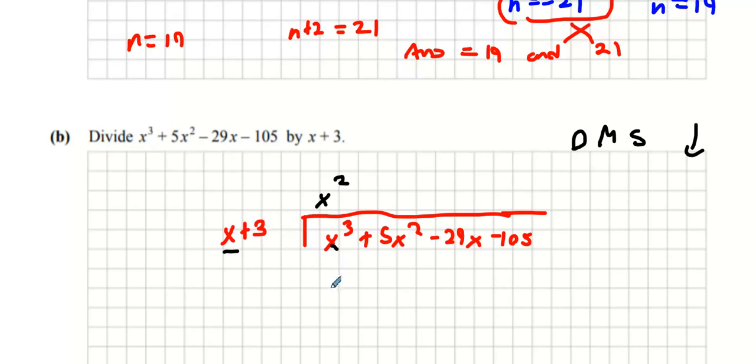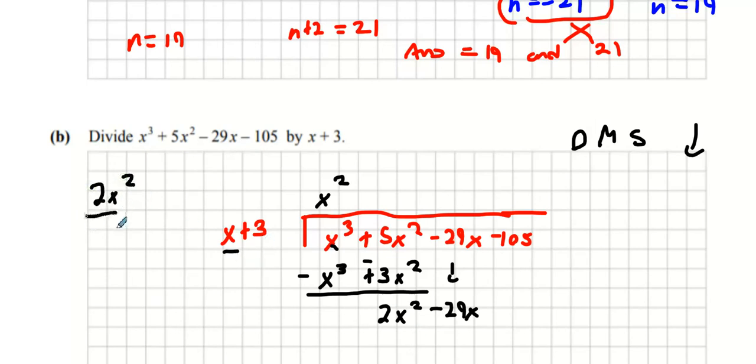x squared by x is x cubed. x squared by 3 is 3x squared. Take away, and you get minus 2x squared, because it changes into minus x cubed minus 3x squared. Bring down the minus 29x. 2x squared divided by x, cancel the x's, so plus 2x.